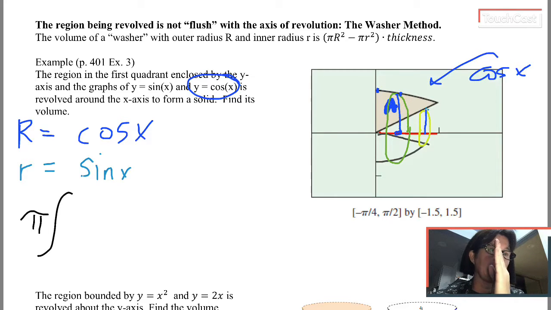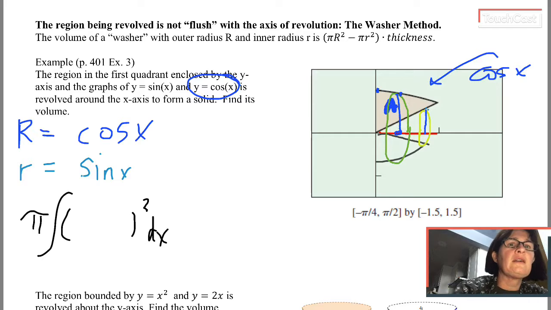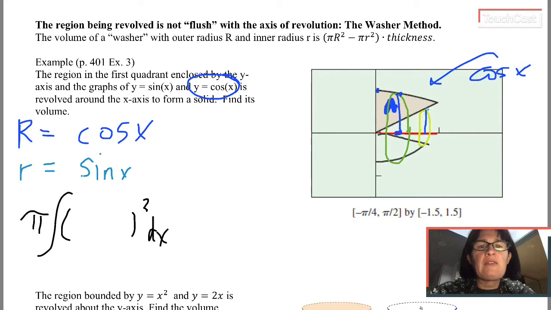I took vertical slices, so the change in thickness is a very small change in x. It's going to be dx then. It's going to be r squared, and those have to be x values. So x is here. What are my x limits? The left limit is x equals 0. The right limit is where sine and cosine intersect.